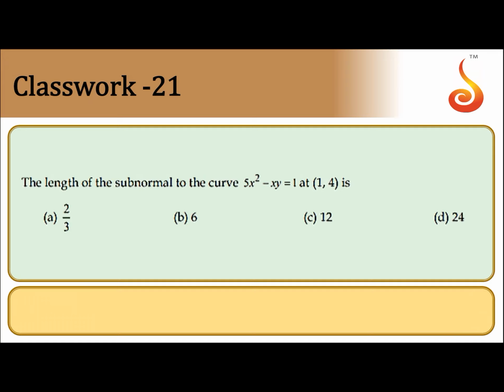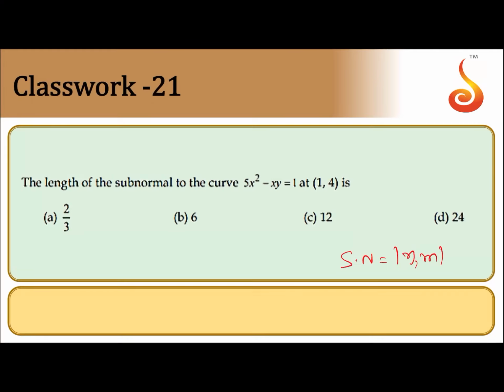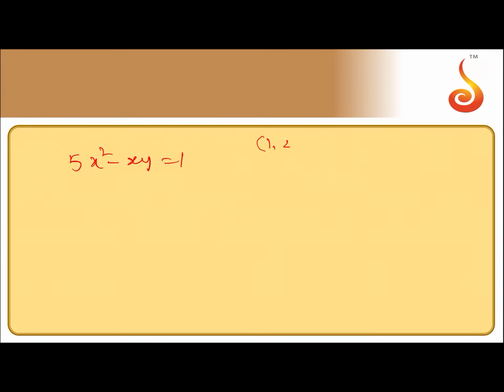Coming to length of subnormal to the curve. Similar formula, y1 into m. Subnormal formula is equals to y1 into slope. At point 1 comma 4. 5x square minus xy is equals to 1. You have to find subnormal at 1 comma 4. Find the derivative.